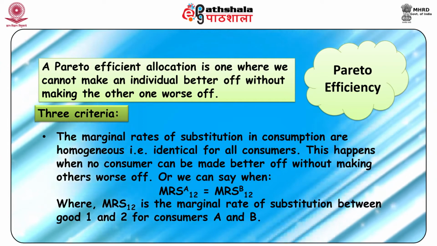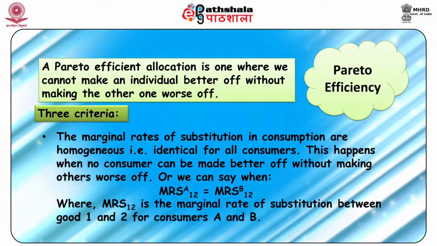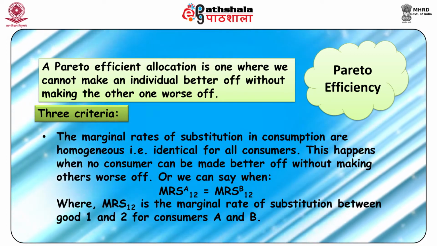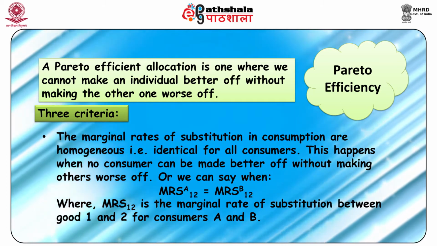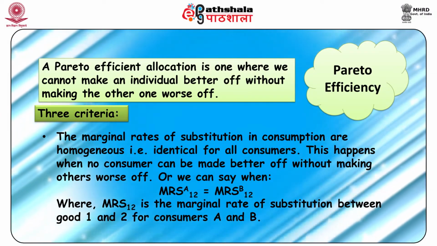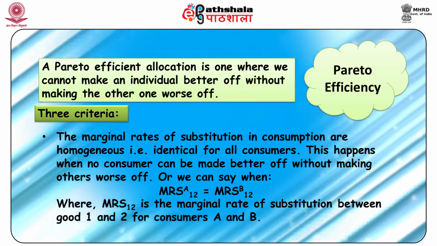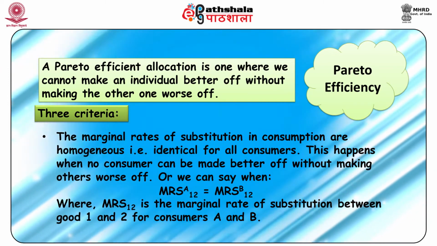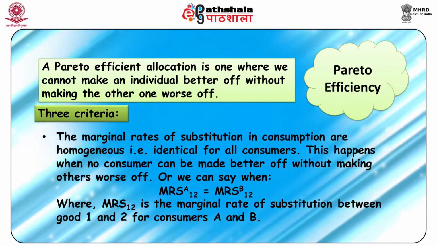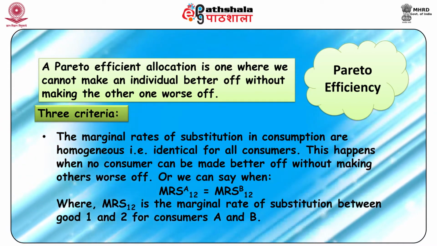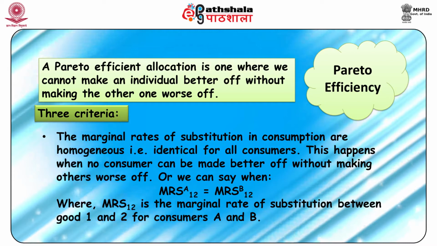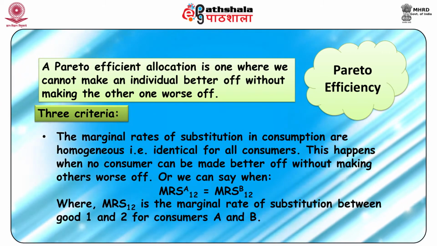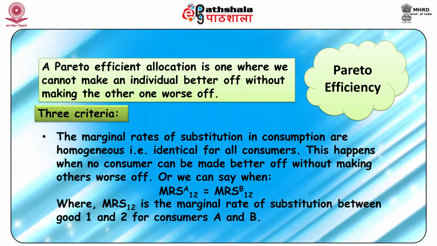Pareto efficiency. A Pareto efficient allocation is one where we cannot make an individual better off without making the other one worse off. To reach the ideal state, three criteria are required to be met. 1. The marginal rates of substitution in consumption are homogeneous, that is, identical for all consumers. This happens when no consumer can be made better off without making others worse off.